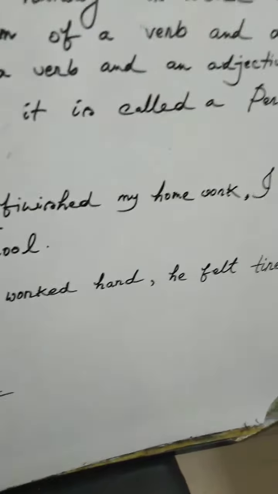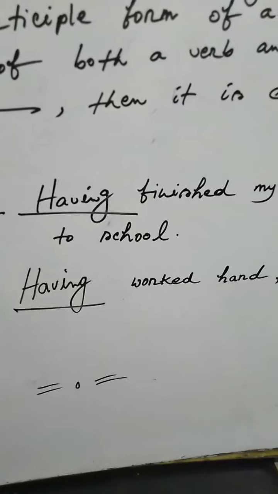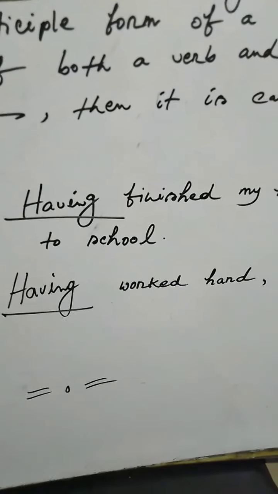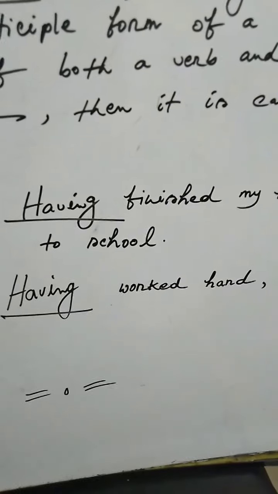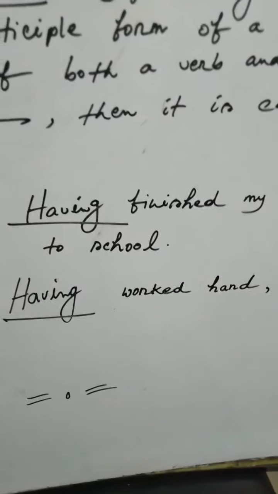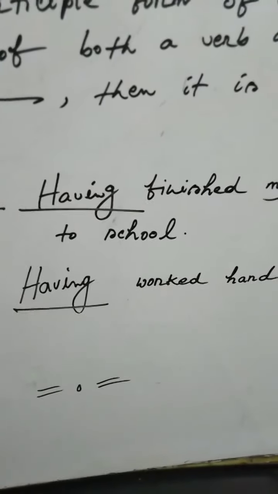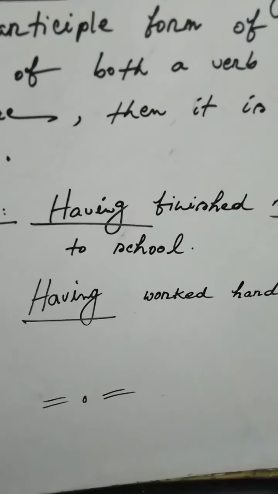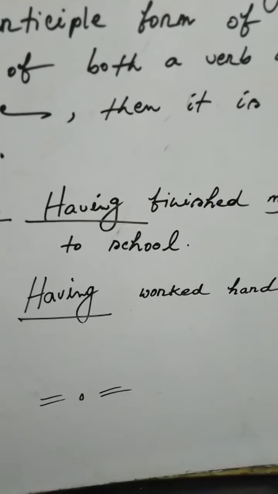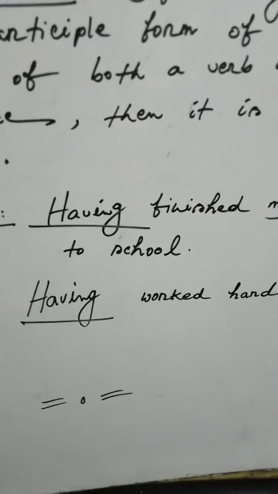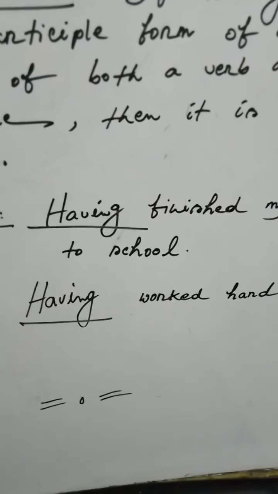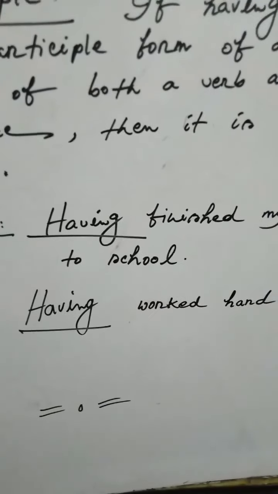Another example of perfect participle is, having worked hard, he felt tired. Here you can see having is used before the past participle form of work. You know, worked is the past participle form of work. That's why here having acts like an adjective in this sentence, and according to the definition of perfect participle, having here is a perfect participle.